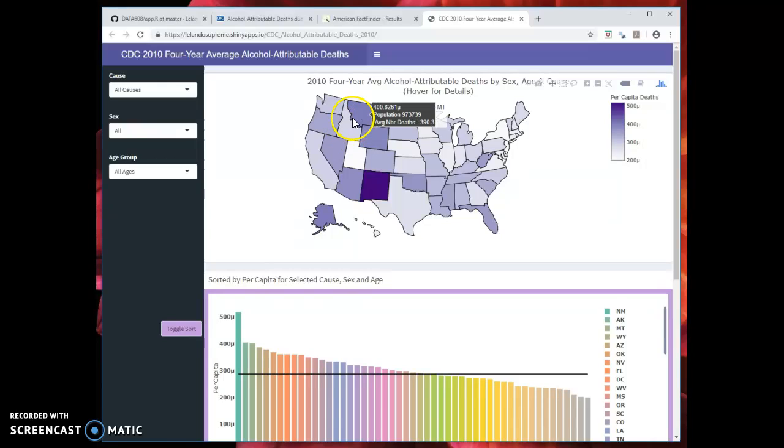If you look at the map and hover over any state, it will give you the average number of deaths, the population, and then the per capita figure. So for everything selected, all sexes, all age groups, all causes, New Mexico has the highest per capita rate for deaths from alcohol.